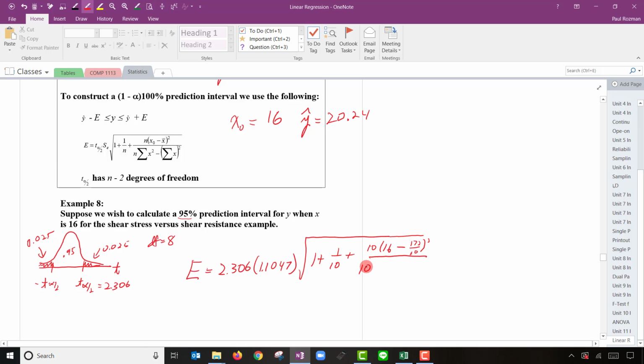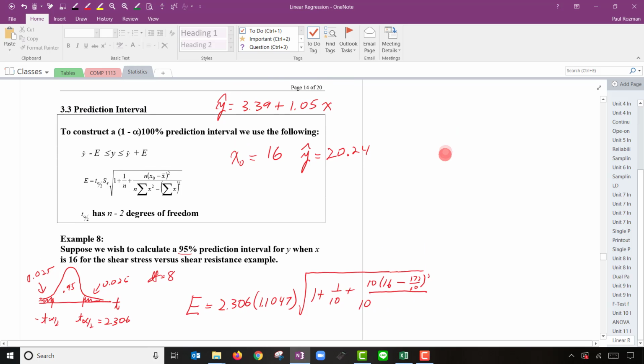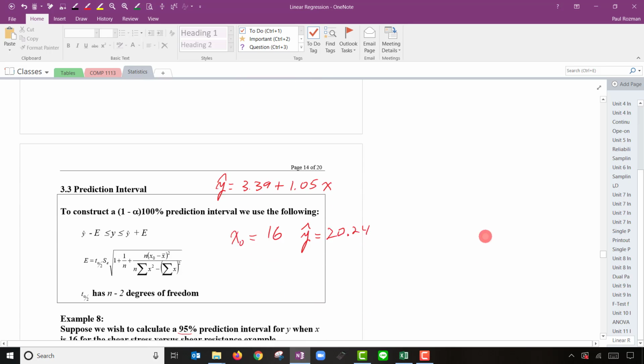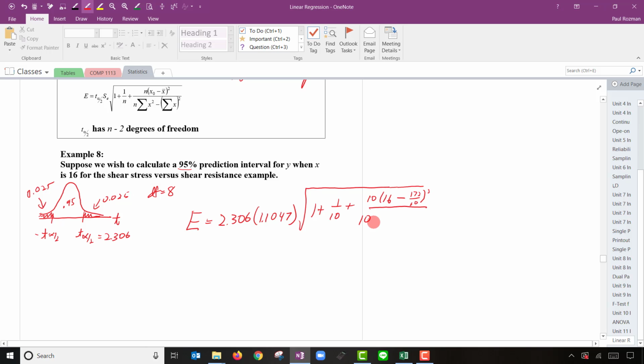So this isn't too bad. We had the sum of the x squareds. I'm going to slide back up there and grab that value. That was 3080. And then the sum of the x's, which was the 172, but we're squaring it. Punch that through your calculator, you get 2.65976.